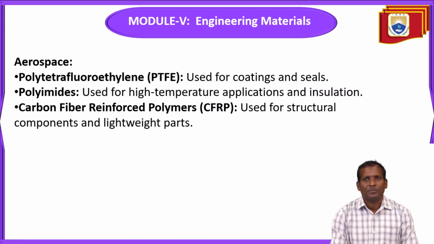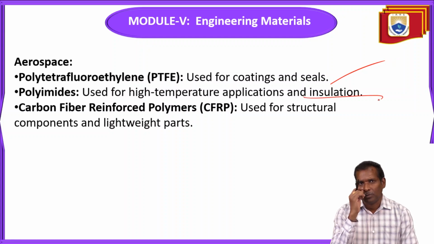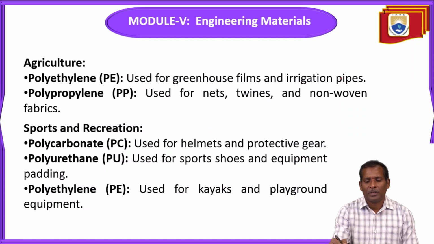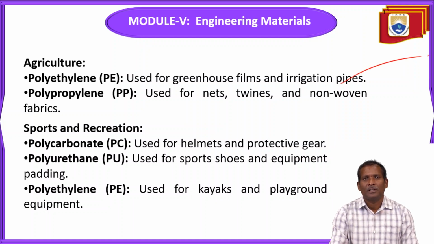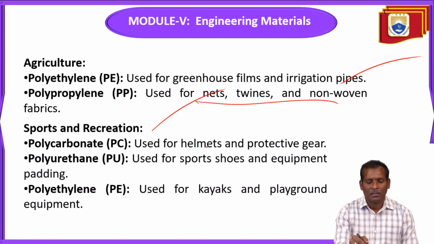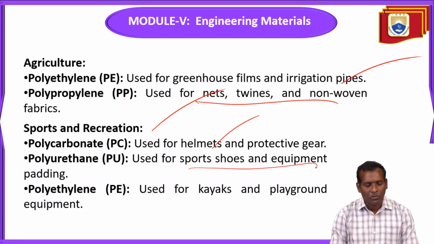In aerospace, polymers are used for coatings and seals, high temperature applications and insulation. Wherever high temperature is required, these polymers are used for high temperature applications and insulation. Carbon fiber reinforced polymers are used for structural components and lightweight parts. In agriculture, they are used for greenhouse films and irrigation pipes, and for nets, twines and non-woven fabrics. In sports and recreation, they are used for helmets, protective gear, sports shoes, equipment padding, kayaks and playground equipment.